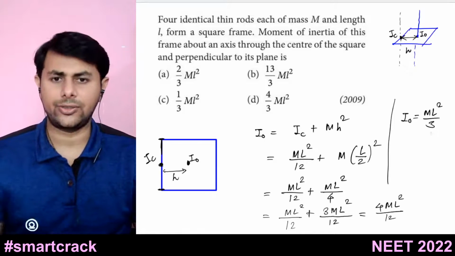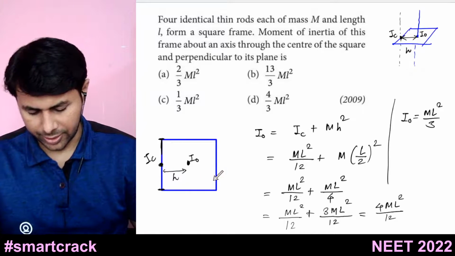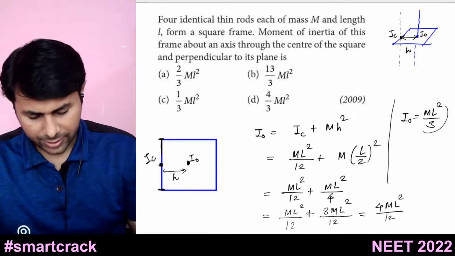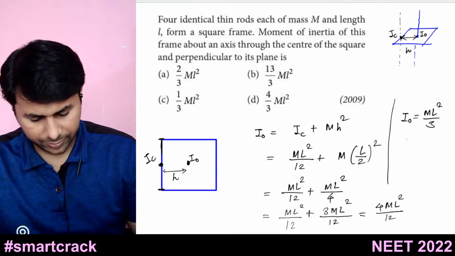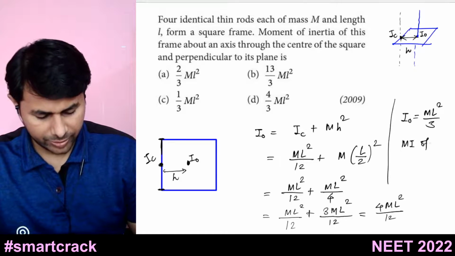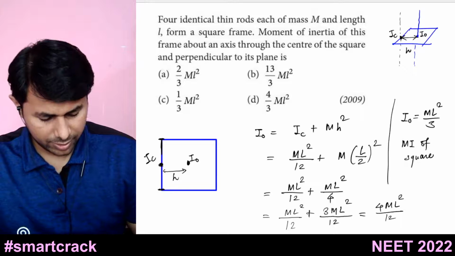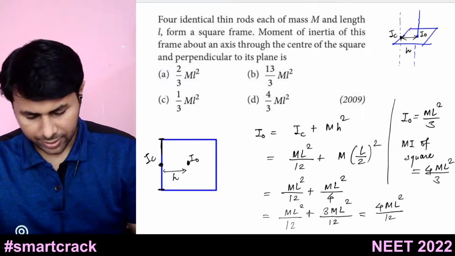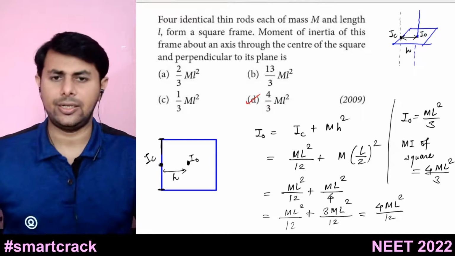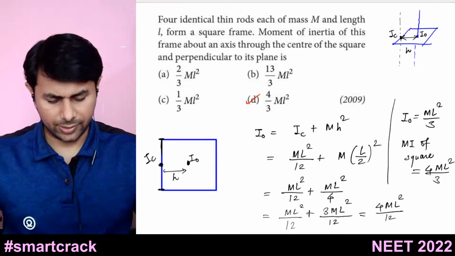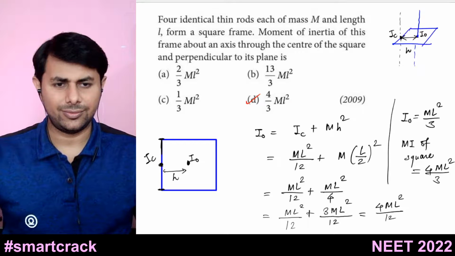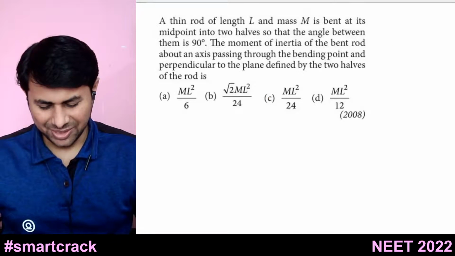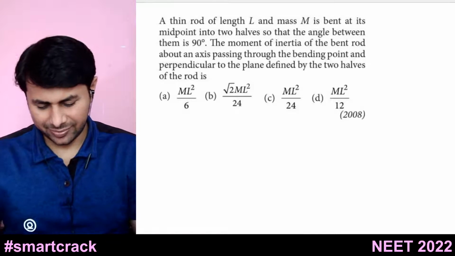And there are 4 such rods over here. So it is going to be 4 times this. So the moment of inertia of the square equals 4 times ml square divided by 3. So this one will be the answer. Okay, is it clear? Yeah, I guess so. So let's move on to the next problem.